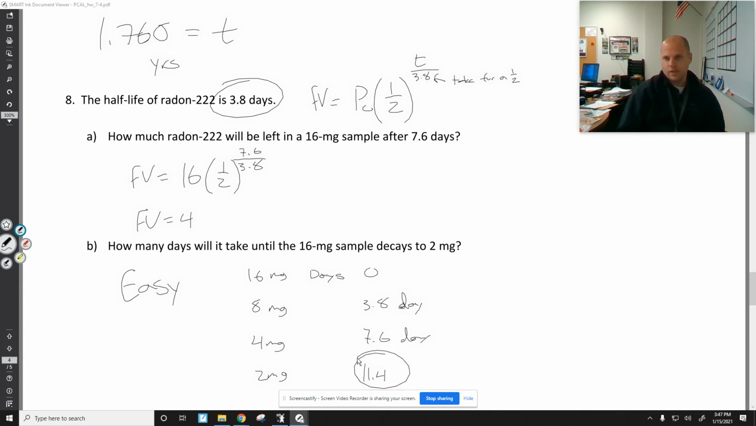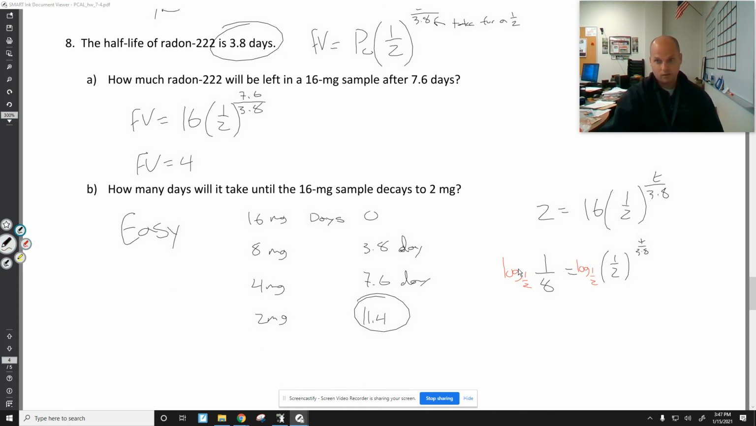Now, we get it that way. Here's the other way to get it. When is our future value 2, starting with 16, (1/2) to the t over 3.8. You're going to take 2 divided by 16. It's 1/8. You're going to take the log base 1/2 of both sides. I only did it the other way because it worked out so nicely. If it ever doesn't work out and it's like a random number, you've got to do it this way.